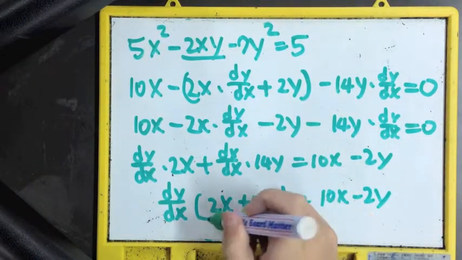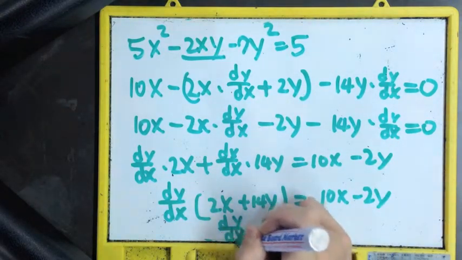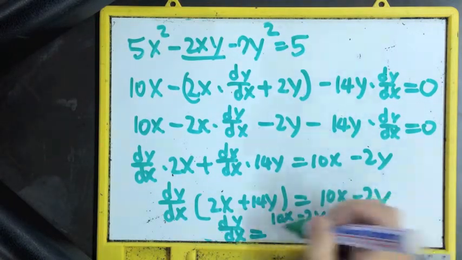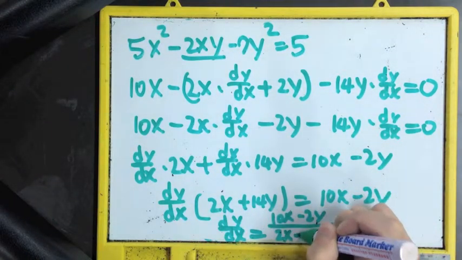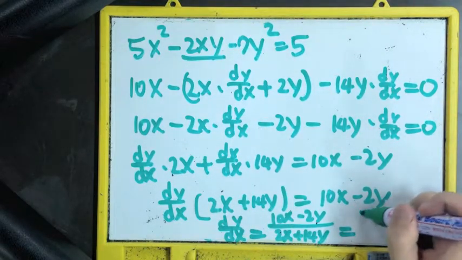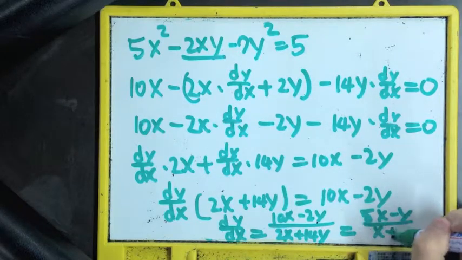And we divide to the right side, so dy over dx equals 10x minus 2y over 2x plus 14y. And after simplifying, we get 5x minus y over x plus 7y.